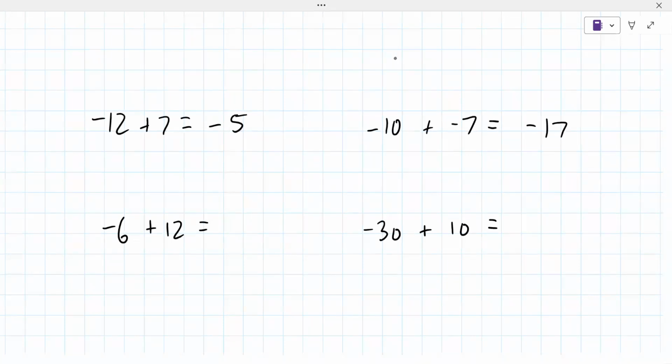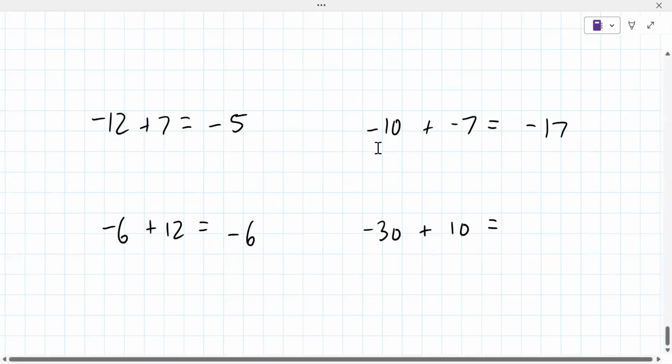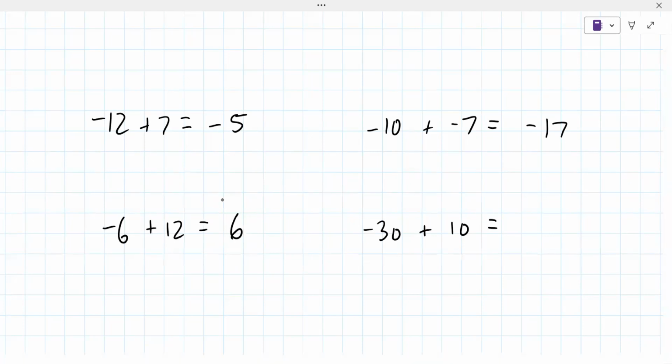Then negative 6 plus 12 would be negative 6. Actually, no. Why do you want to change it? 12 is further from 0. Yes. So it would be positive. It would be 18.